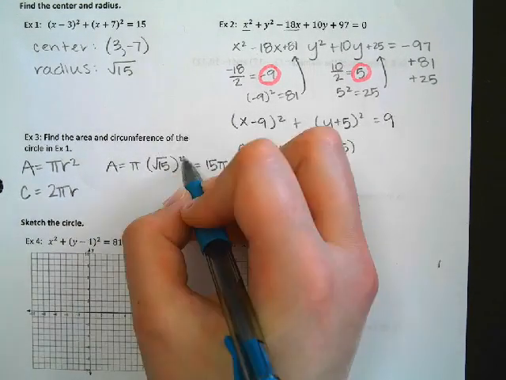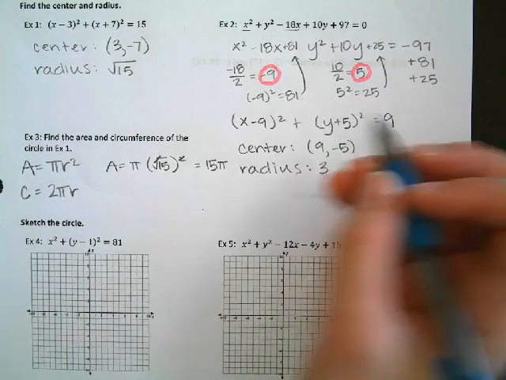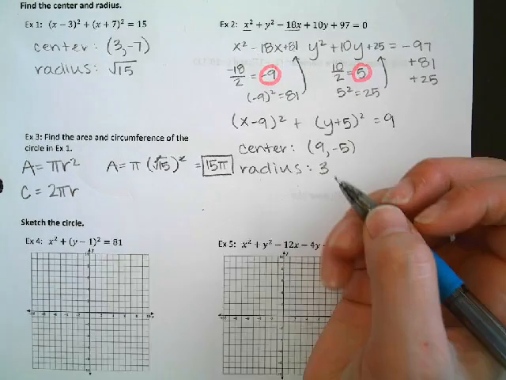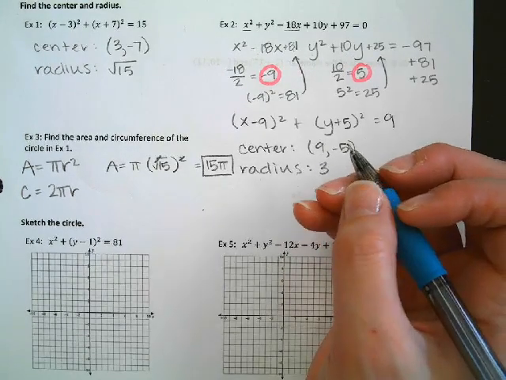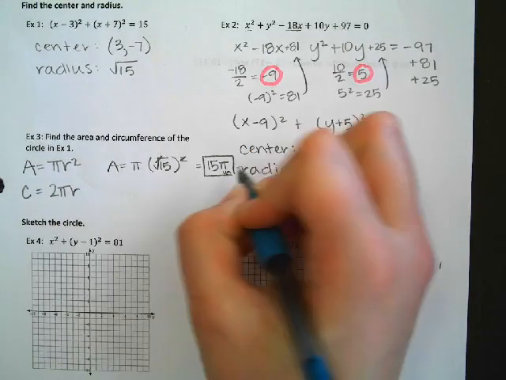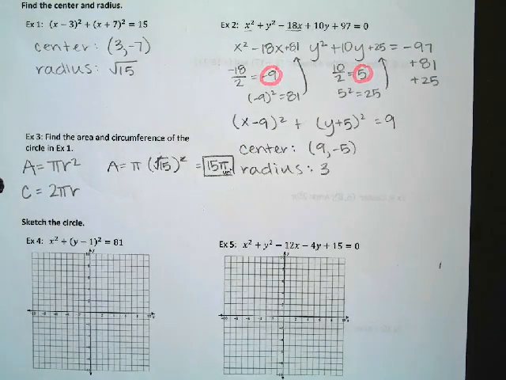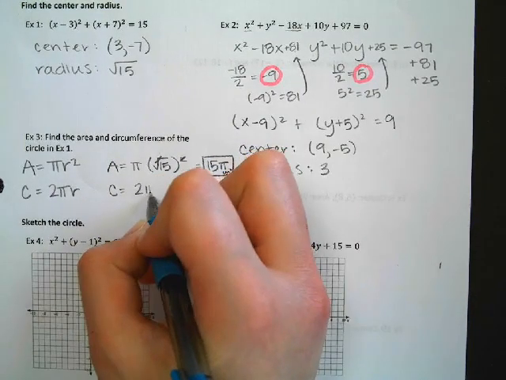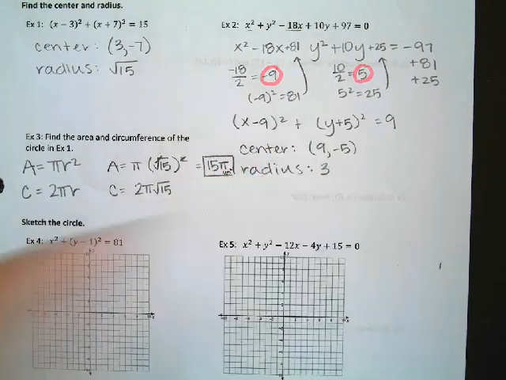I guess I could have said squared and square root cancel. That might have made more sense. So 15 pi. They didn't tell us if it was inches or centimeters or whatever, so I'm going to just say UN for units, 15 pi units squared. And then for the circumference, we have 2 times pi times the square root of 15.